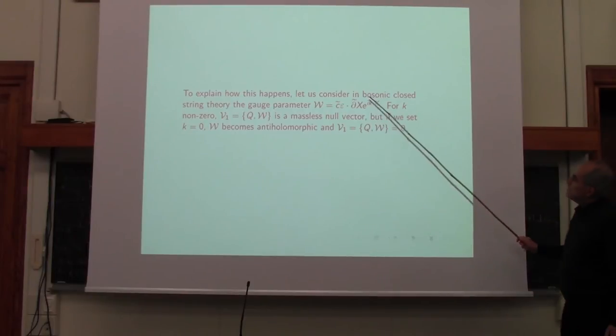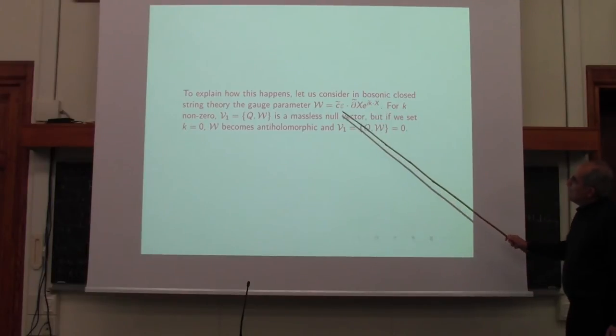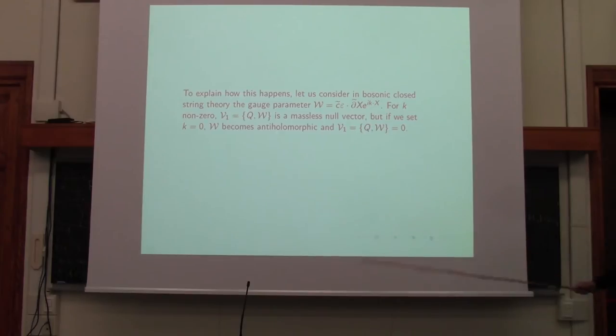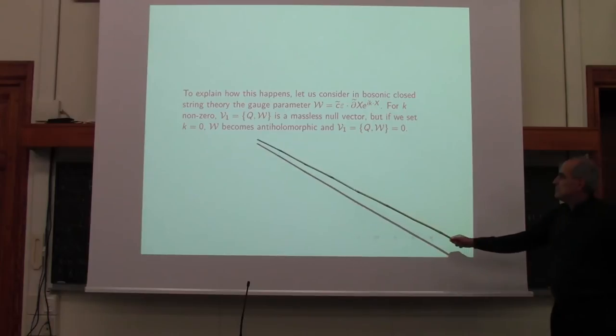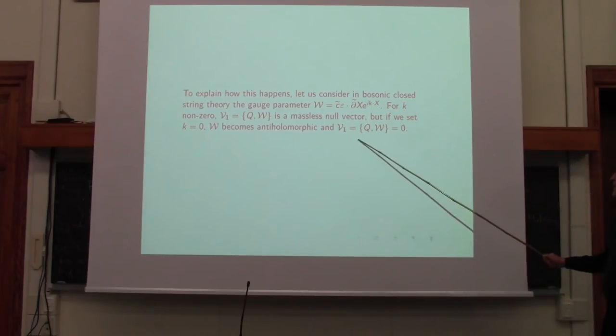But if k is zero, so we drop this factor, then suddenly w only contains anti-holomorphic operators. C tilde and d tilde of x are anti-holomorphic. That is, they're functions of z tilde and not z. So if we set k to zero, w becomes anti-holomorphic, and q of w, we can still call it v1, but it's actually zero. So everything we said before is still true, but in addition, v1 is zero. So there's another reason for v1 to decouple, namely it's zero as an operator.